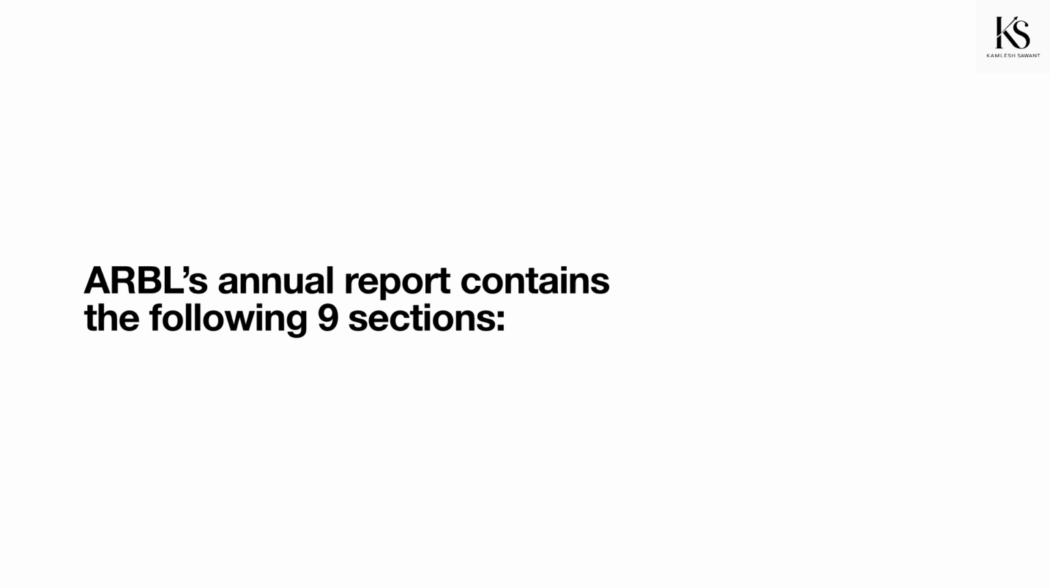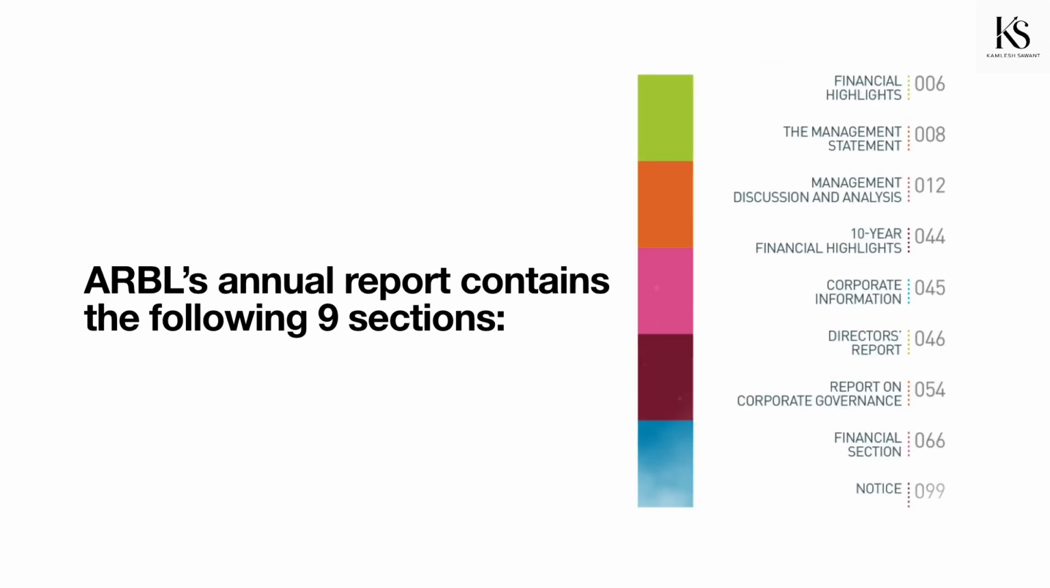ARBL's annual report contains the following 9 sections: financial highlights, the management statement, management discussion and analysis, 10-year financial highlights, corporate information, director's report, report on corporate governance, financial section and notice. We will see only a few contents which are important to study fundamental analysis of a company.